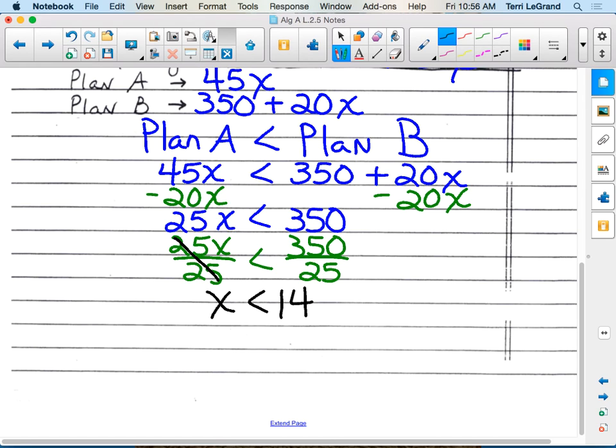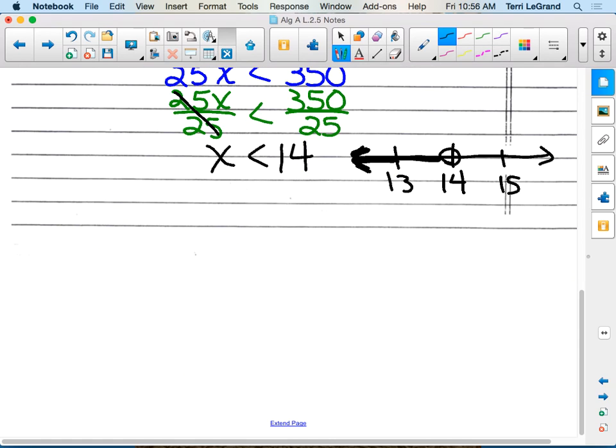Now remember what we do with word problems. We write a sentence answer. So first of all, let's graph that. We got 14, integer neighbors. Do we fill in our circle at 14? No. Okay, 14 doesn't count. Now, when I look at that graph, and since I know that x is representing days, what's happening on that graph?